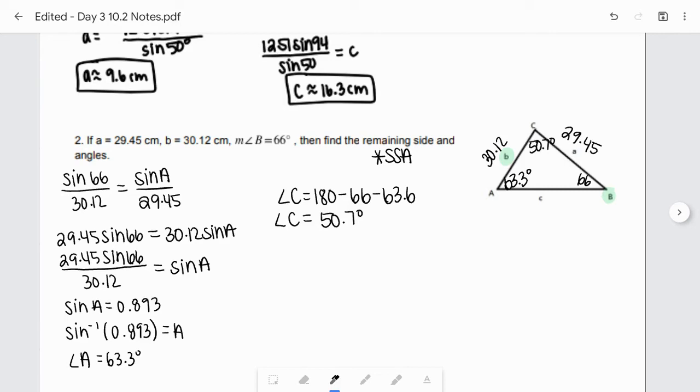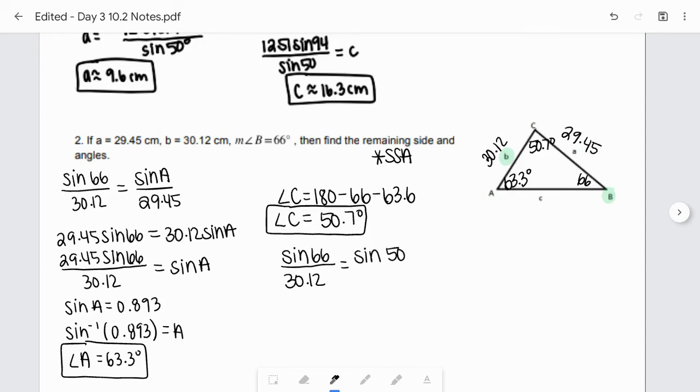Okay, so now we can find side C. So start with our given information. Sine 66 over 30.12 is equal to sine 50.7 over C. Okay, so when we cross multiply and solve, we should get that C is approximately 25.5 centimeters.